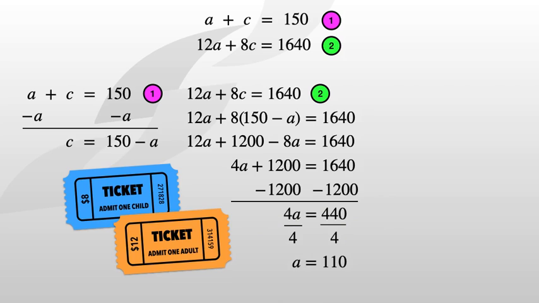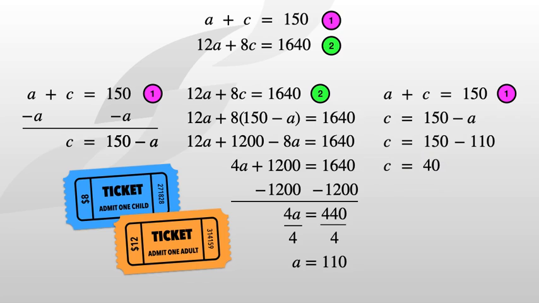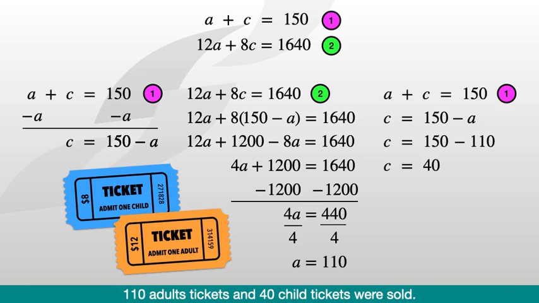To find the second unknown, substitute 110 for A in either equation 1 or 2. I'll choose the first equation because the arithmetic is easier. C equals 40. In context, this means that 110 adult tickets and 40 child tickets were sold. This method of solving systems of linear equations is called solving by substitution.